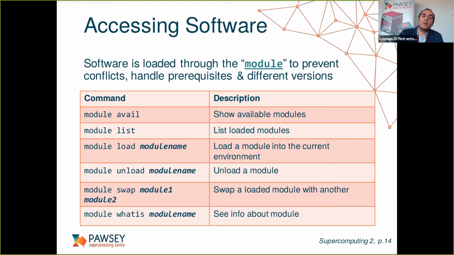The module command has sub-commands. Some of them are listed here in this table. For example, avail will show all the available modules. We use the term modules also as a synonym for installations, because there is a one-to-one correspondence between modules and software. List will list all the currently loaded modules, etc.